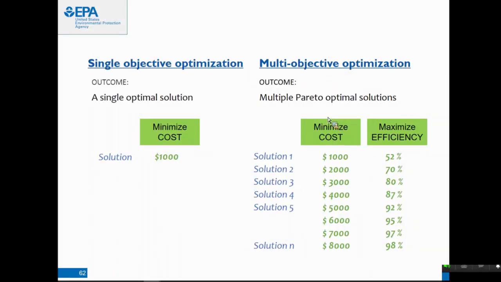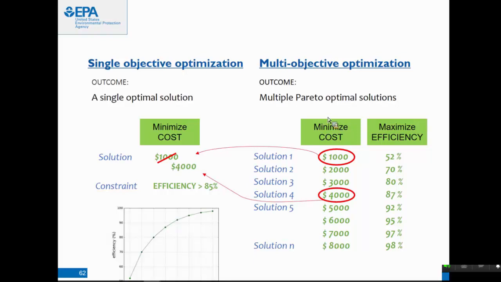We would have, for this set of solutions, our least cost solution is $1,000. However, with a constraint added, like making sure the efficiency is above 85%, now our lowest cost solution is this one, $4,000. So this type of trade-off curve information that we saw before can be obtained and pieced together with single objective optimization, but it takes some time.